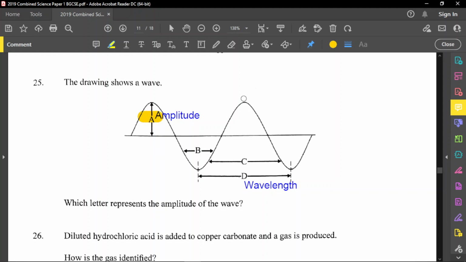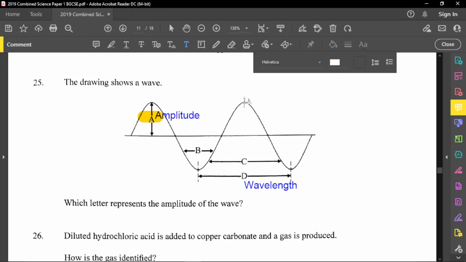We also need to know crest and trough. So crest, let me just quickly put that. The crest is that peak up here. So this is the crest. And trough is the lowest point, which is the opposite of a crest, but on the lower end. So that's a trough right there.